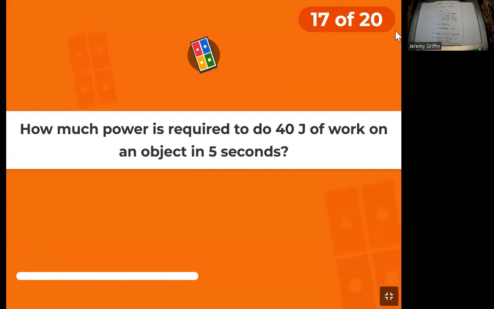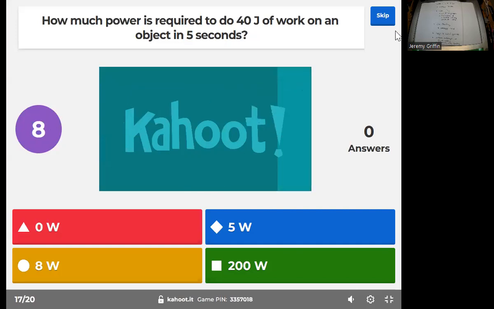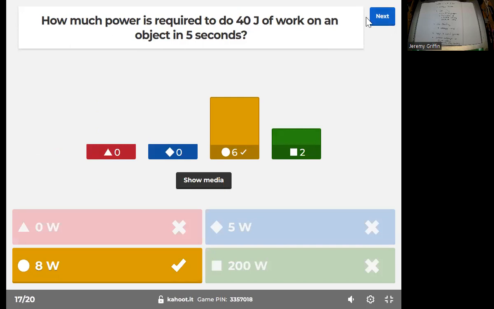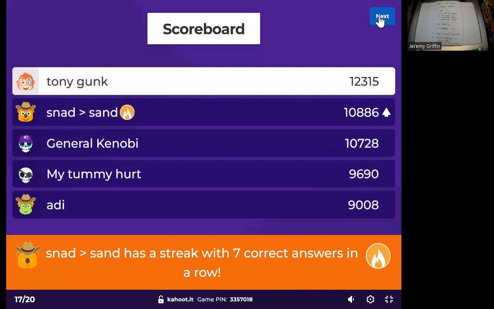How much power? 40 joules of work in 5 seconds. Power is measured in watts, which is joules per second. If you take 40 joules and divide by 5 seconds, it's 8 watts. That's 8 joules per second, 8 watts.